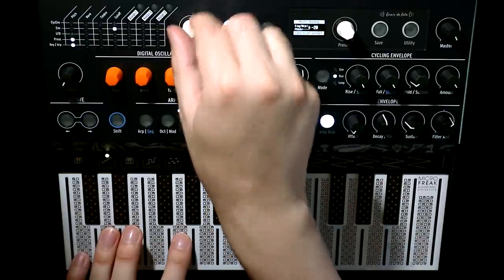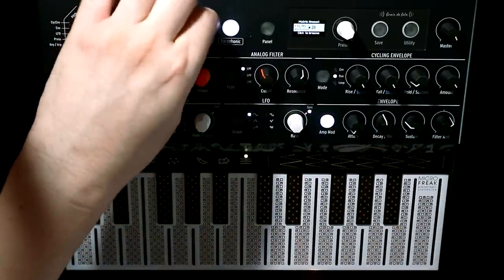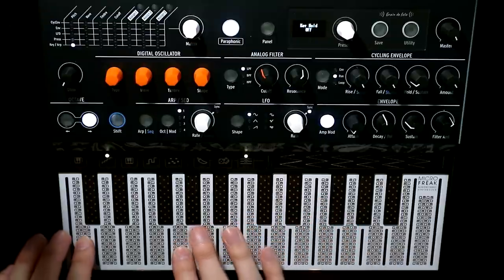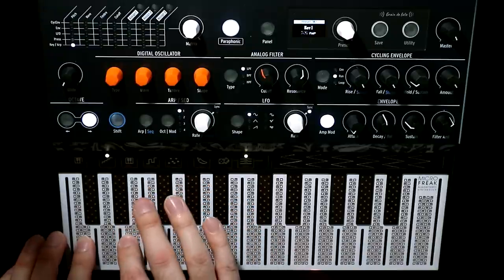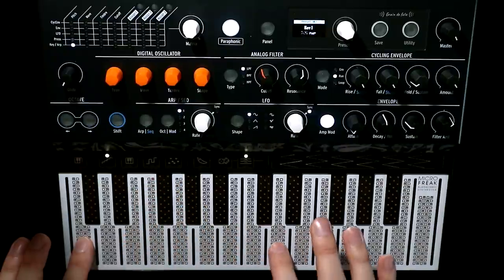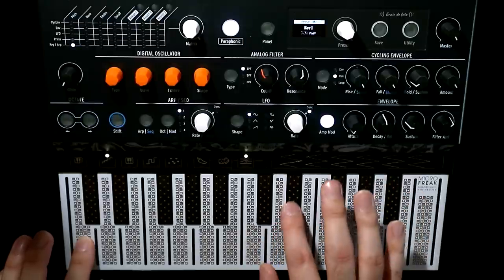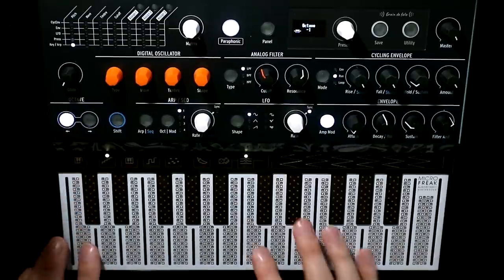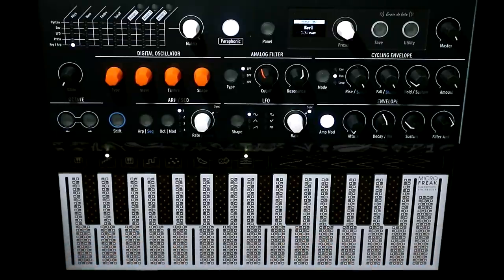Let's try a different interval. Let's expand rather than compress. So maybe let's go for... It's quite nice. And being able to bend that note sharp there is quite useful. And you can find all of these textures that would simply not be available otherwise.